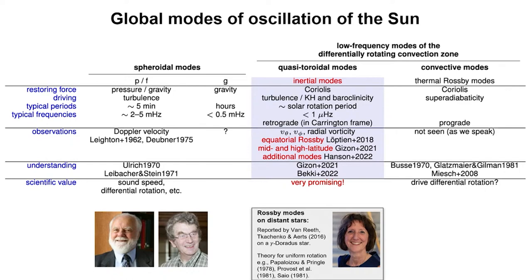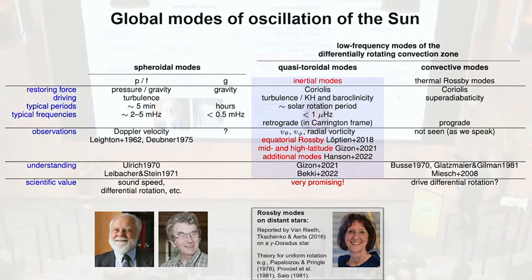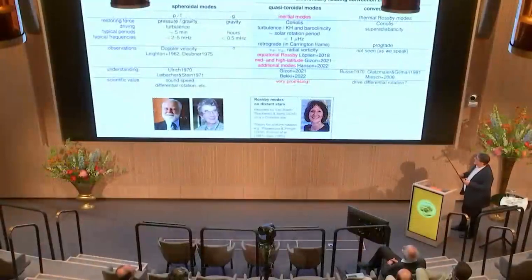On the right, I have an additional column, which is for the global modes of rotating convection. These modes are predicted in simulations. These are called either banana cells or thermal Rossby modes. The Coriolis force also plays an important role, and they propagate prograde in the rotating frame. Now, they haven't been seen on the sun, but they are believed to play an important role in the interior. Perhaps they drive differential rotation.